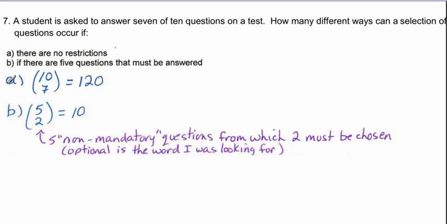Okay, so last one, number 7. A student is asked to answer 7 out of 10 questions on a test. How many different ways can that selection occur if there are no restrictions? Well, basically you're just looking at 10 questions available, choose any 7, and that's 120.